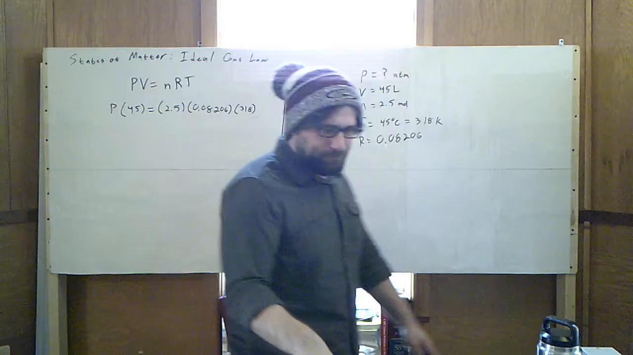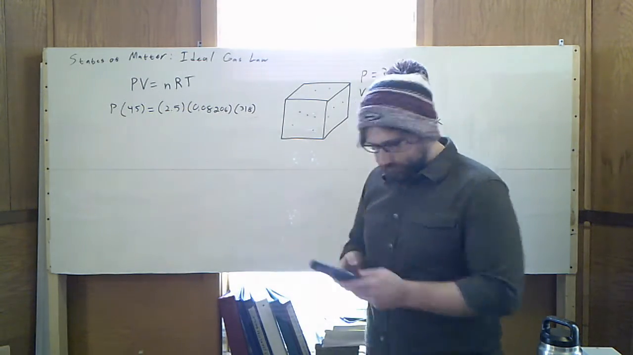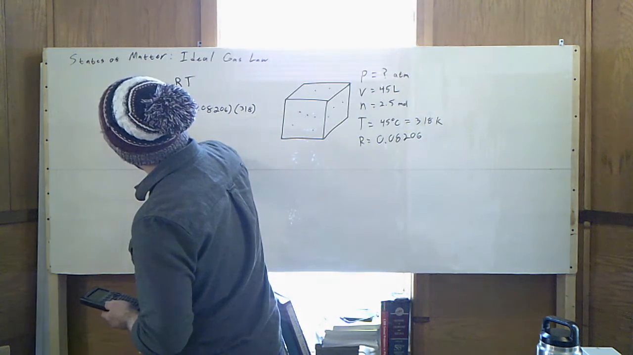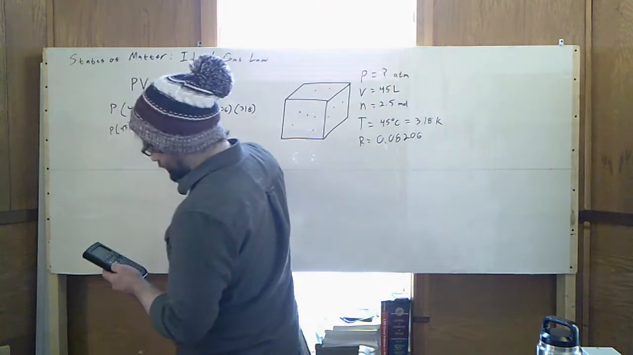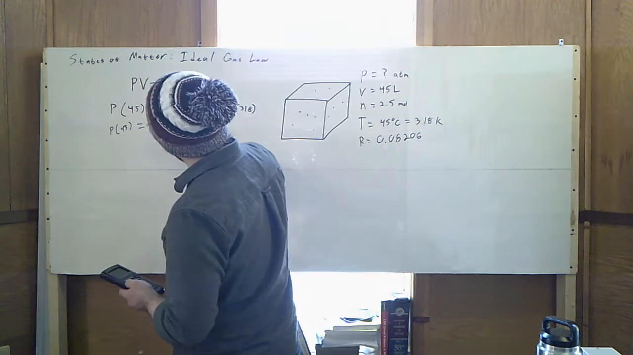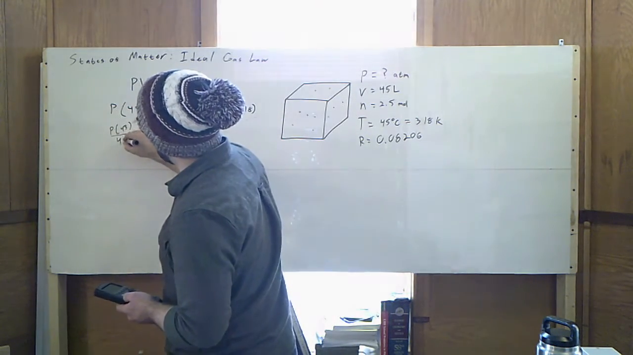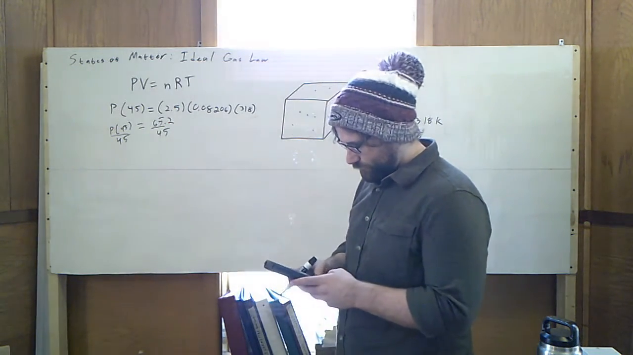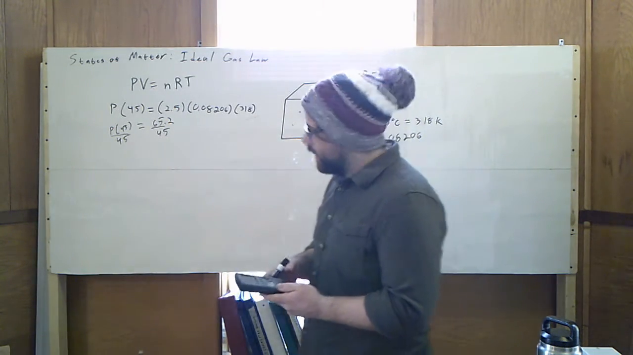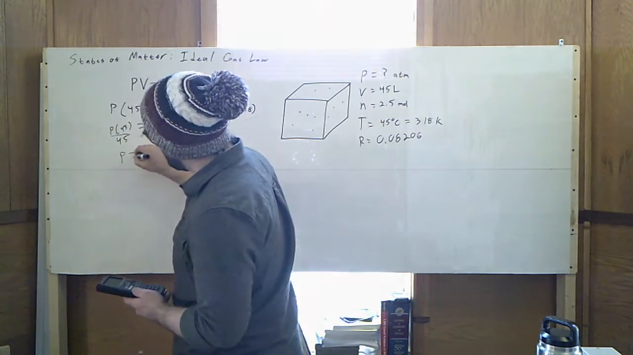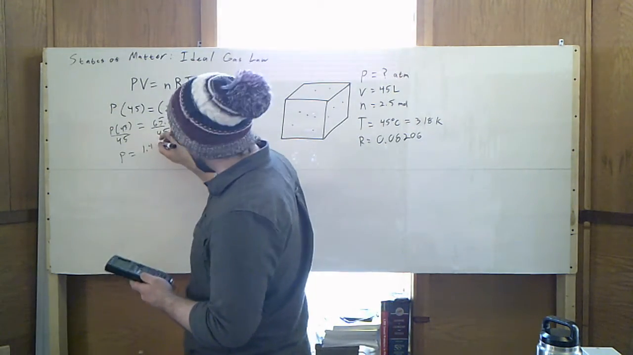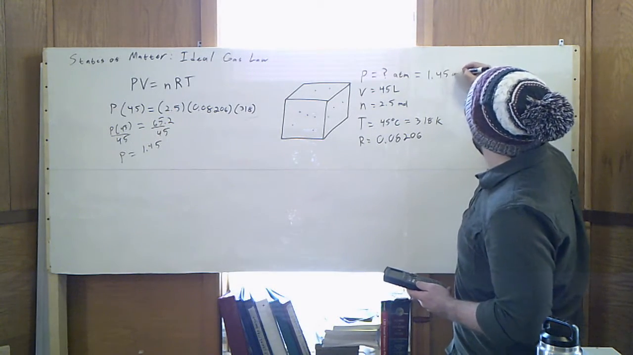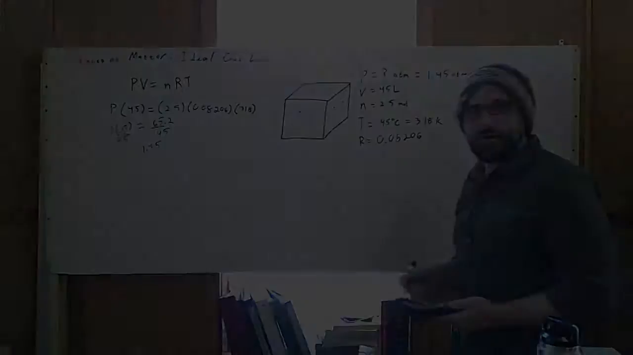And let's calculate that. So P times 45 equals 65.2. So then divide both sides by 45. And we get a pressure of 1.45 atmospheres. That's all there is to it.